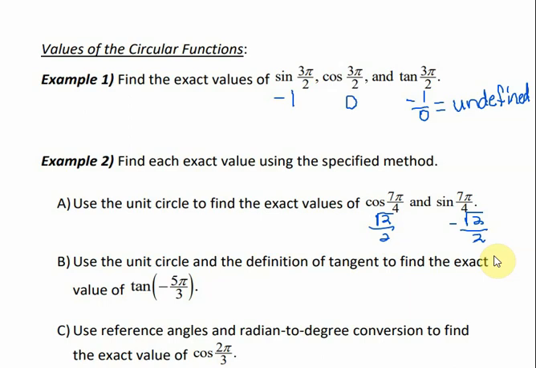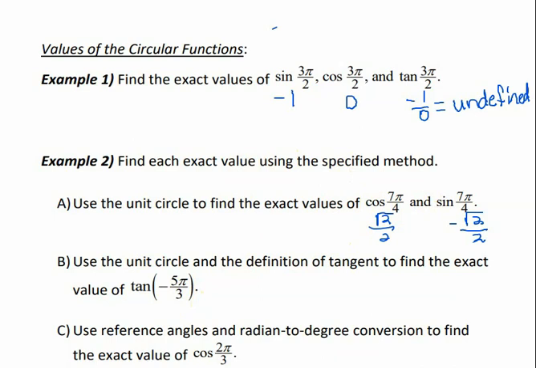Okay, for B it says use the unit circle and the definition of tangent to find the exact value of tangent of -5 pi over 3. So our definition of tangent tells us that tangent of an angle is y over x. So let's look at -5 pi over 3. Now this is negative, so we haven't talked about the negative radian measures, but remember it's the same as in an angle measure. If it's negative, instead of going counterclockwise around the unit circle, we're going to go clockwise around the unit circle.